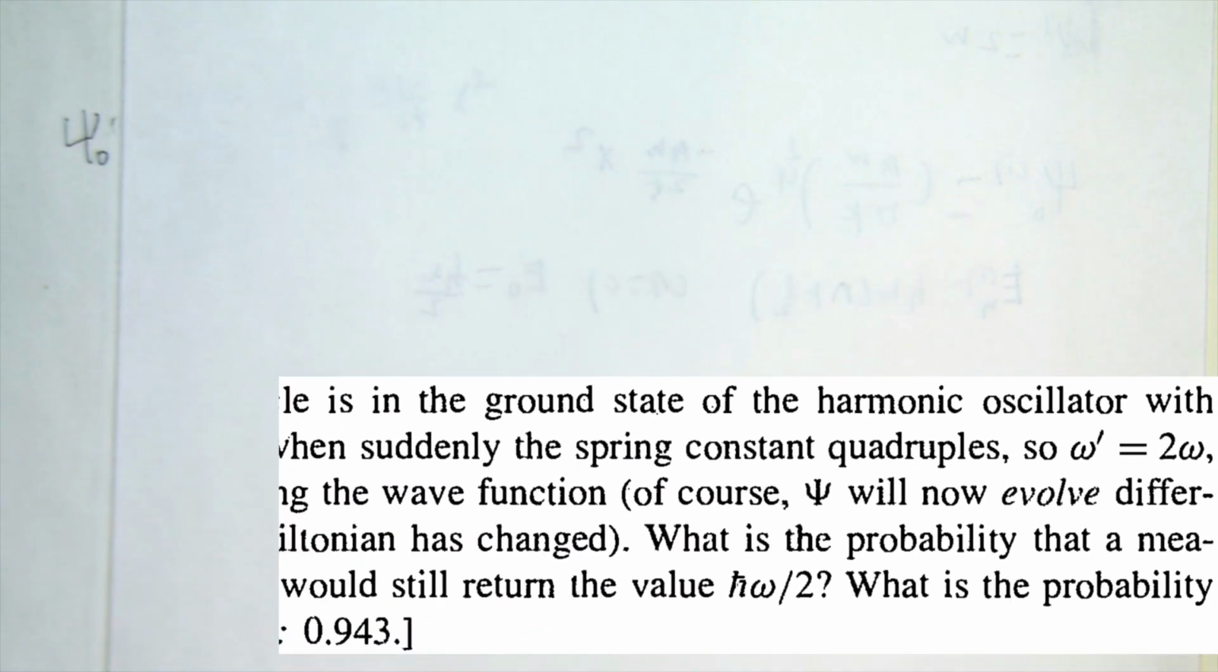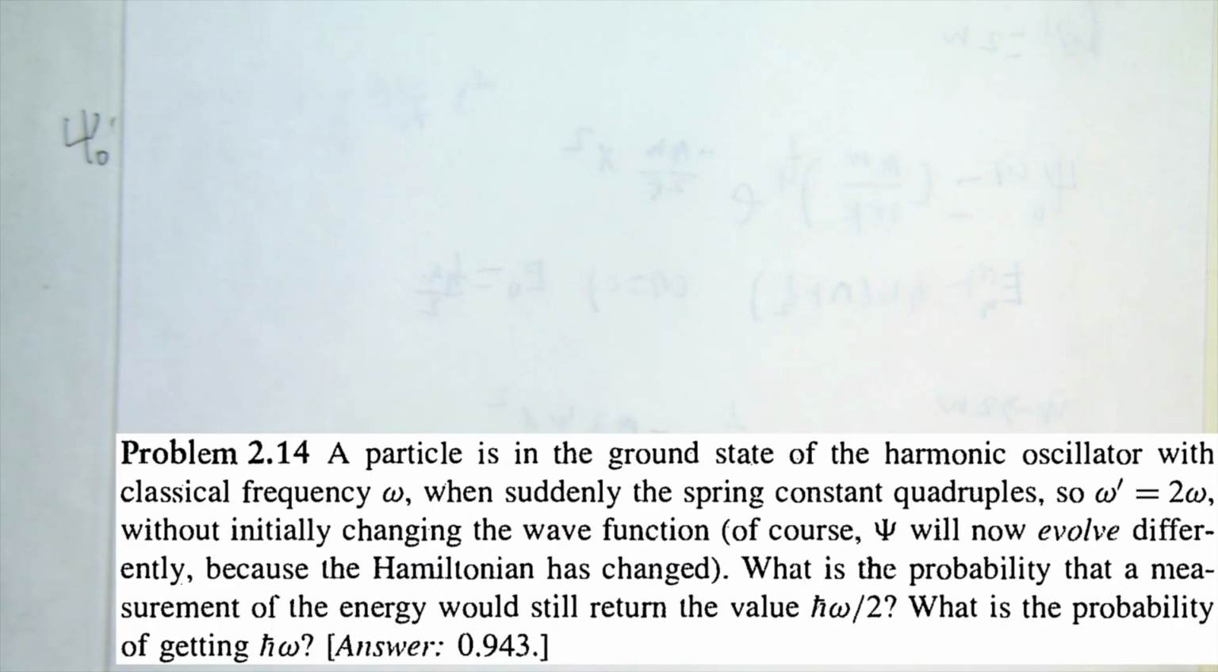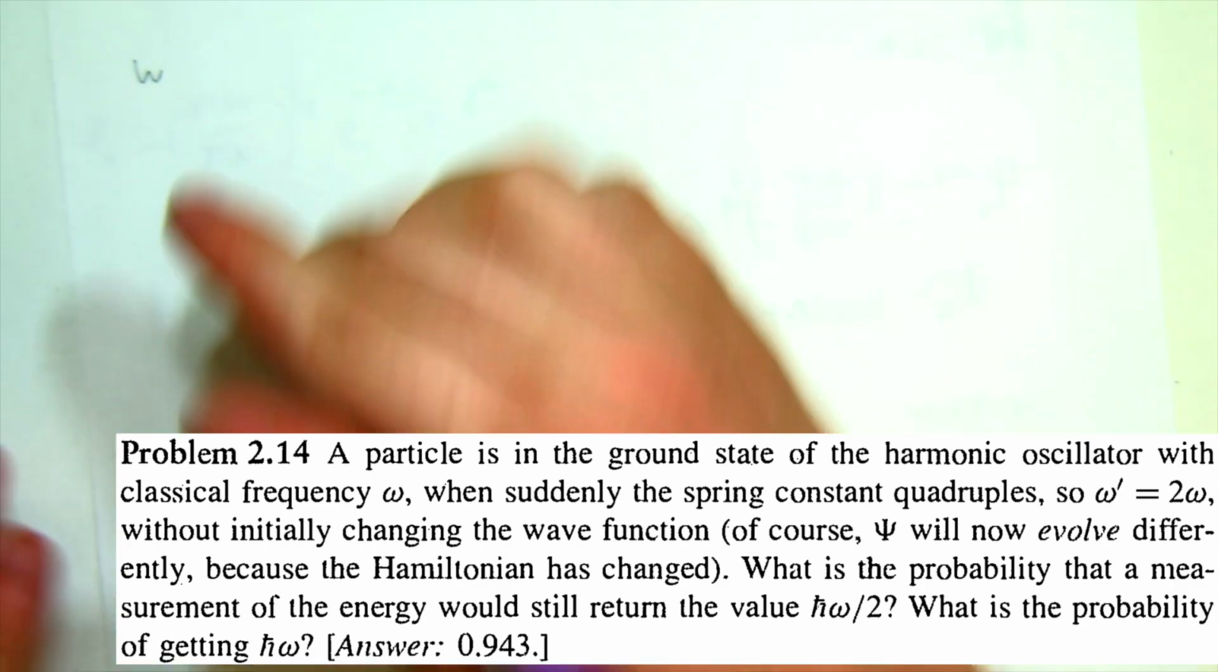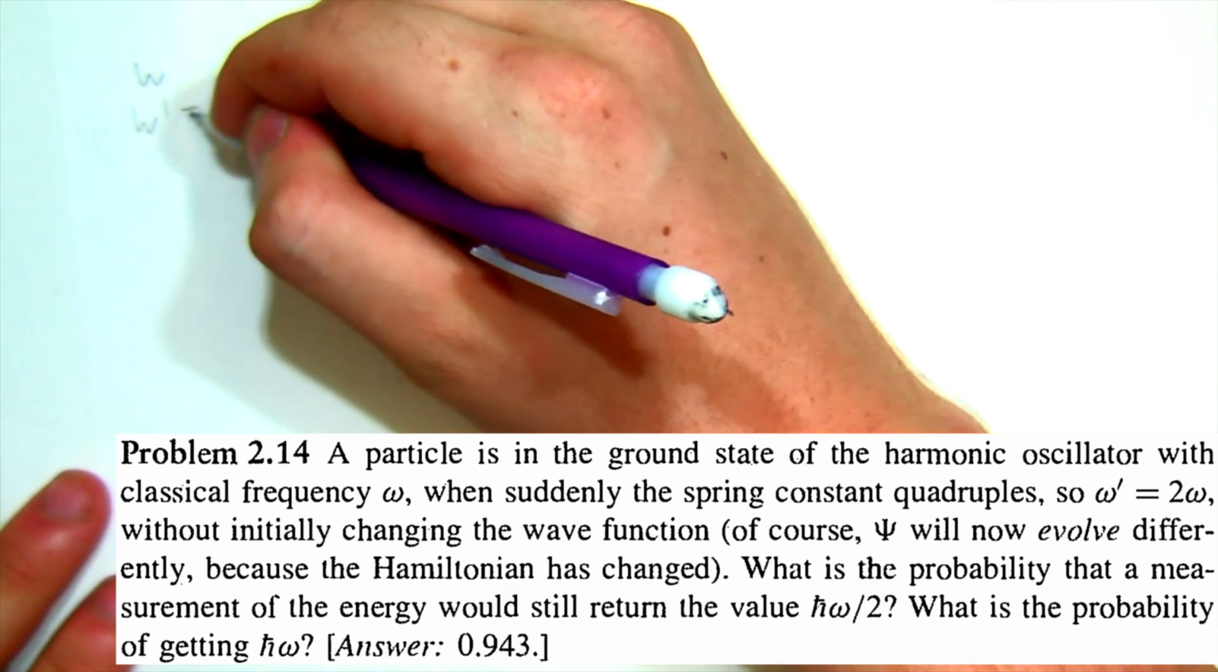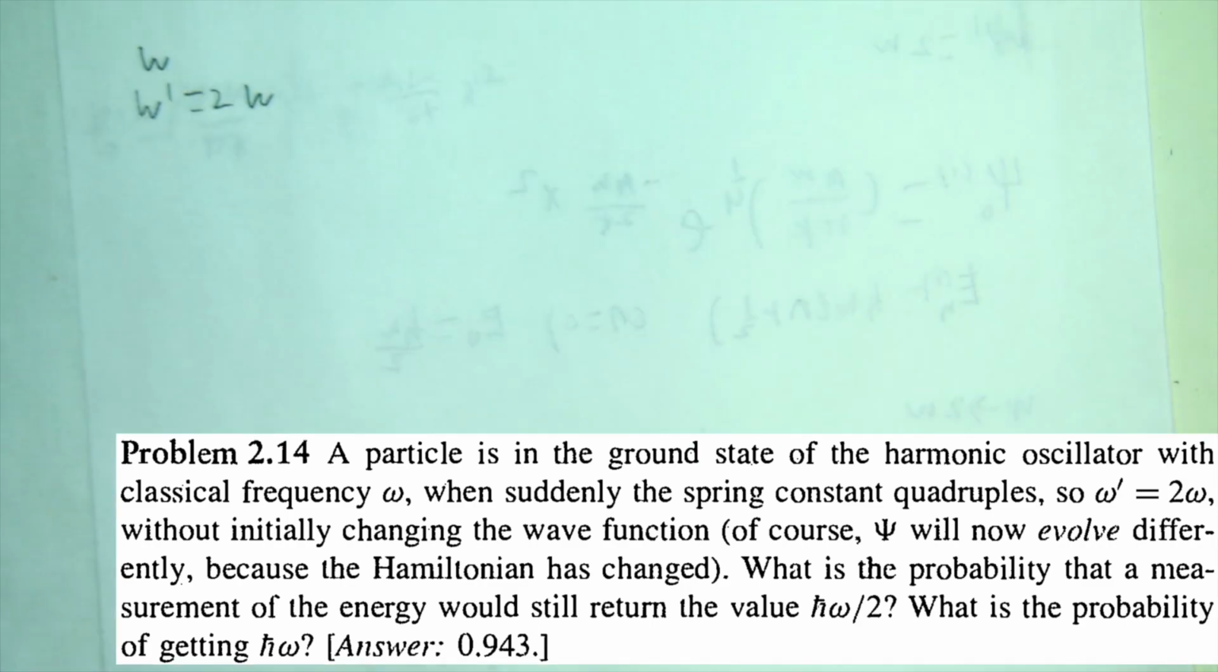A particle is in the ground state of the harmonic oscillator with classical frequency omega, when suddenly the spring constant quadruples, so omega prime is now 2 omega, without initially changing the wave function. What is the probability that a measurement of the energy would still return the value h bar omega over 2?